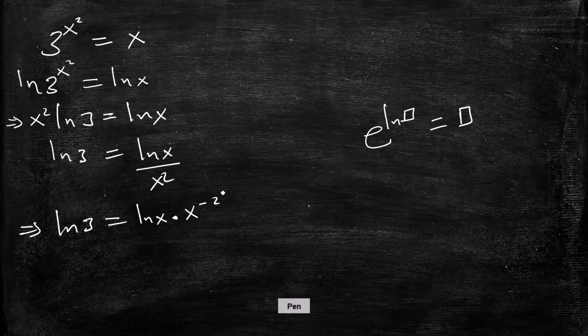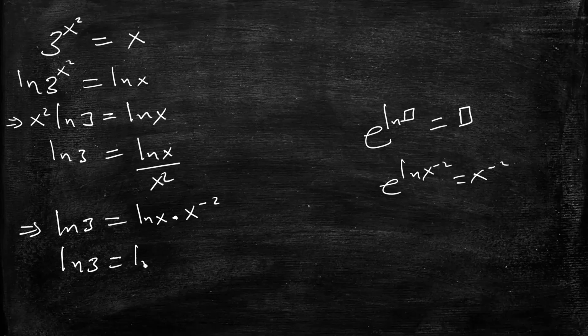Now, we can support this since e raised to ln of x is x. e raised to ln of x raised to negative 2 is x raised to negative 2. We can rewrite this as ln of x times e to the ln of x raised to negative 2. Why are we introducing the e? Because we want to introduce the Lambert W function, that's why we are introducing the e here. That's the idea.